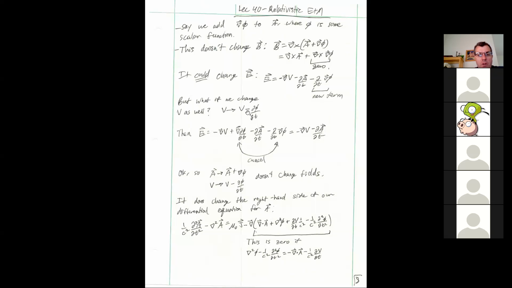So if we change the voltage, if we say, all right, fine, I'm going to add gradient of phi to A, and I'm going to subtract the time derivative of phi from V. Then, let's see, when we take minus the gradient of V, we get plus the gradient of the time derivative of the gauge function. And then we subtract off the time derivative of A, which means we subtract off the time derivative of the gradient of the gauge function. And these two things cancel.